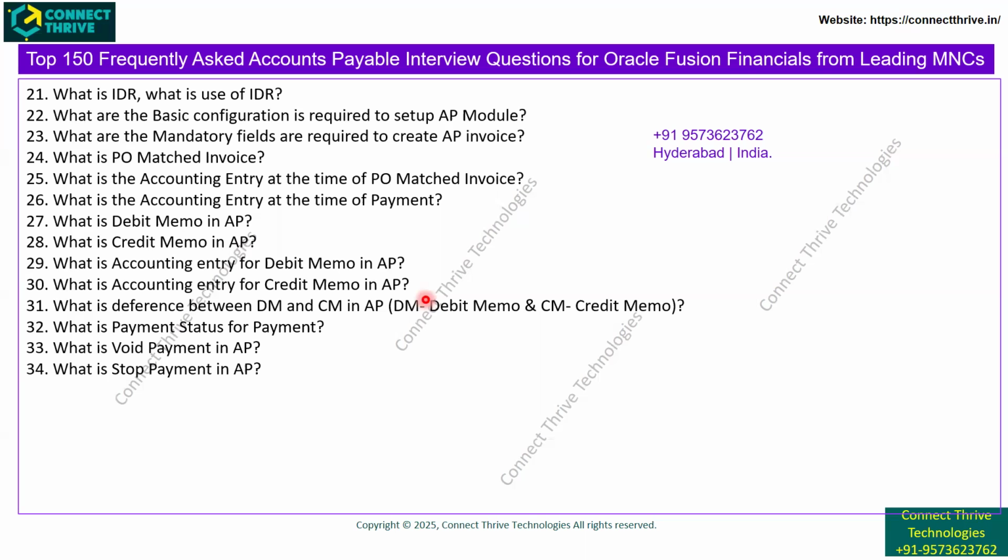So what is stop payment? Stop payment means you have already initiated a payment. Here also you may realize that the payment was made to a wrong bank account, or the funds may not be available at this moment, or the check you issued to the supplier may be stolen or lost. Due to such a reason, if you want to stop that payment, you can stop it.